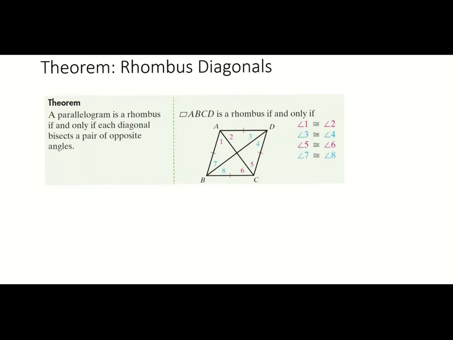The diagonals in a rhombus also bisect a pair of opposite angles. So if you take a look here, diagonal AC right here bisected angles 1 and 2 and 6 and 5. And remember, if it bisects an angle, it makes it two equal angle measures.